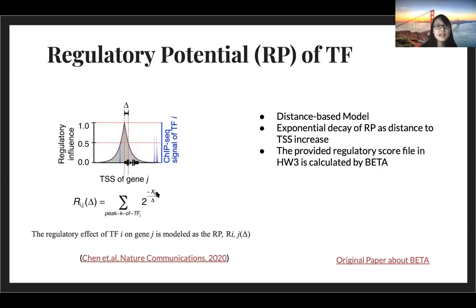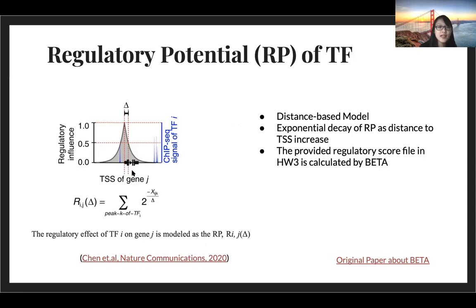And this is like the most basic model. So let's take a look at the equation, right? Just ignore the sum sign for now. So the delta is like distance to TSS. It could be any distance set by user themselves.